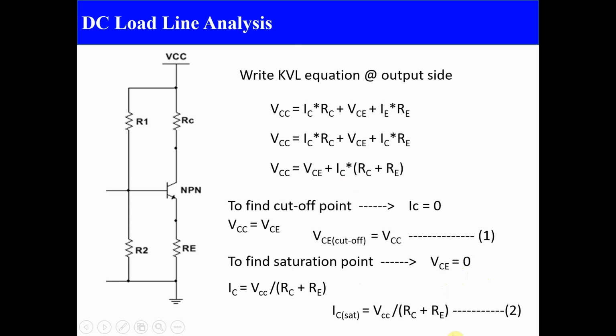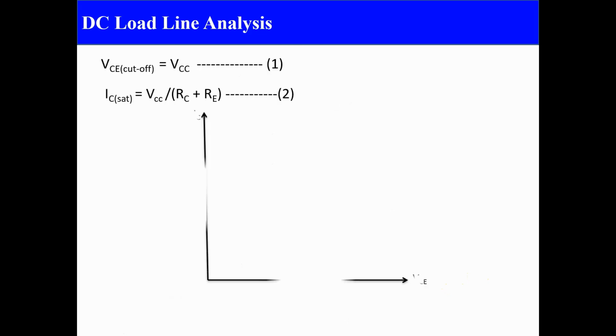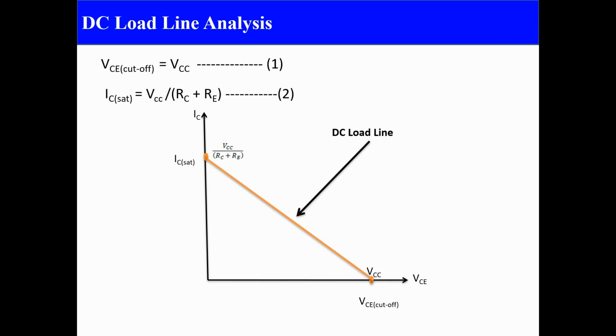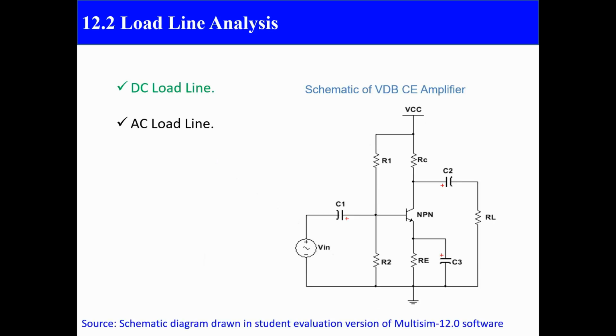Very simple. Now if you join these 2 points, that gives you one line that is known as the DC load line. So this way we can plot the DC load line. Now the same circuit can be used to plot the AC load line, in which we are interested, and it is for power amplifier. So let's see.